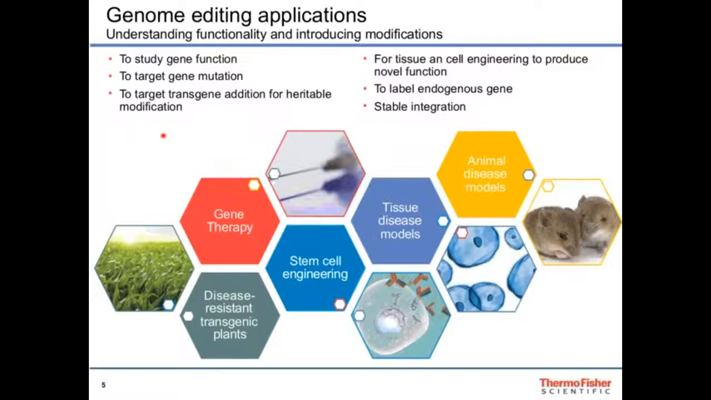We can target a transgene in addition for a heritable modification. We can move toward creating an engineered tissue to produce a novel function. And we can also put in endogenous gene labels so that if a particular gene is activated during differentiation or during cell metabolism, we can then identify when that gene is activated.